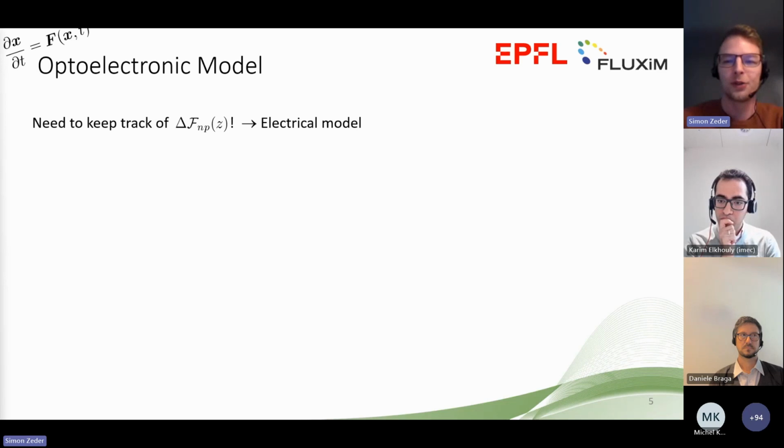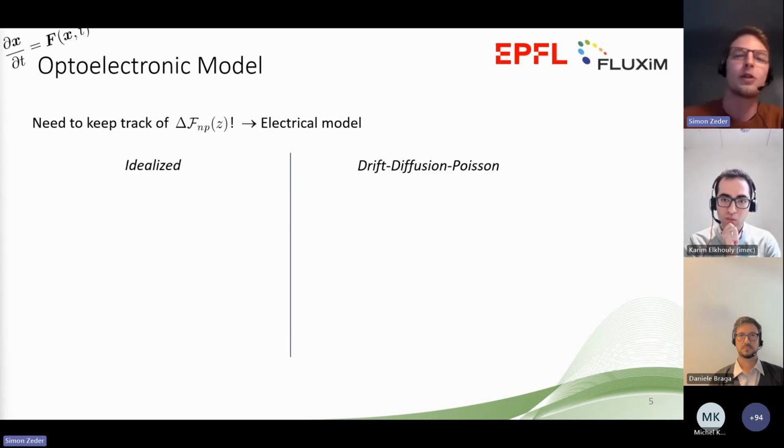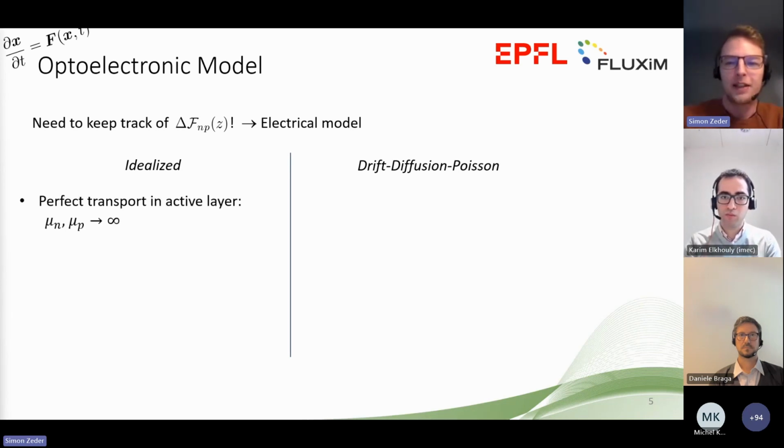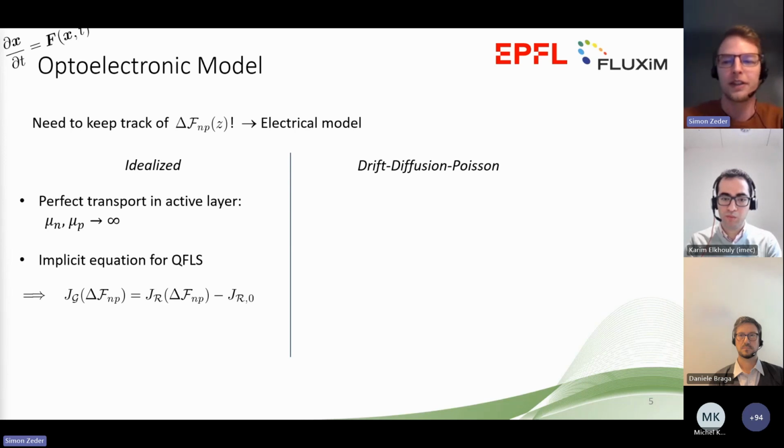And here in this presentation, I want to look at just two approaches, a simpler idealized model and a much more powerful but complex drift diffusion approach. In the idealized case for PeLEDs, we only consider the EML, where we assume ideal electrical transport, which then results in an implicit equation for the enhanced quasi-Fermi level splitting, where the internal generation is balanced by the additional recombination that you get. Finally, this leads to a simple expression, which I will show later, to quantify the EQE enhancement due to this photon recycling process.